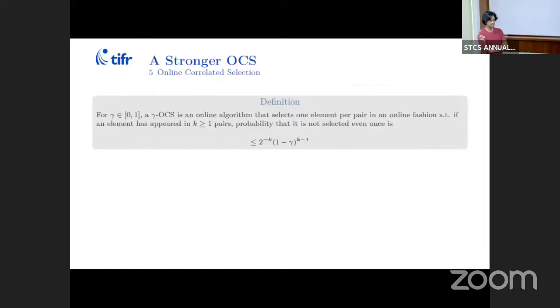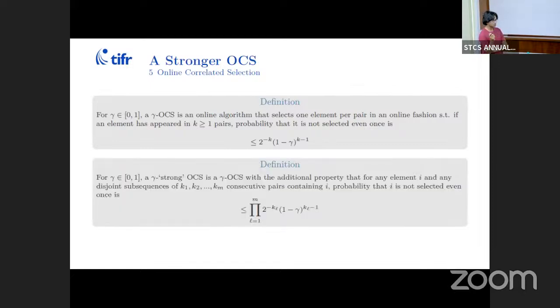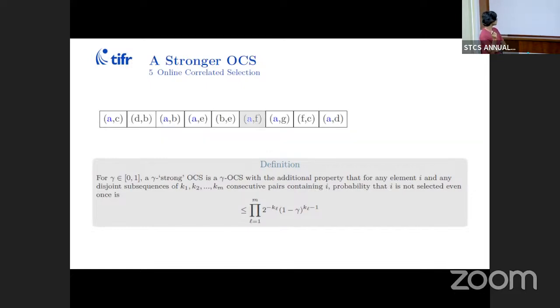Just a disclaimer: what I defined is a weak version of OCS, and the paper actually needs a stronger definition of OCS. We will not go into that, but whatever I show in this presentation actually goes through with the stronger definition.